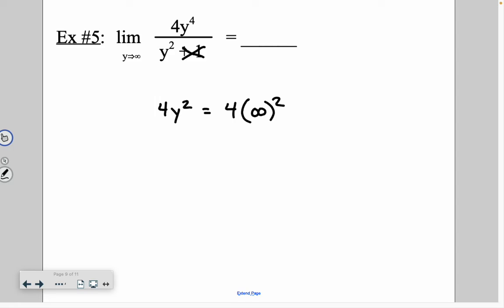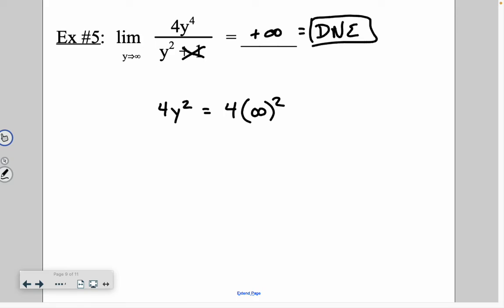Because if you took infinity and squared it, you get a whole huge number. You multiply by 4, it's still positive infinity. This would go to positive infinity, which means, by the way, if it goes to positive infinity, what's the actual answer? Does not exist. Okay? It's not really approaching anything. It's just going off to infinity, which means your answer is this one does not exist.